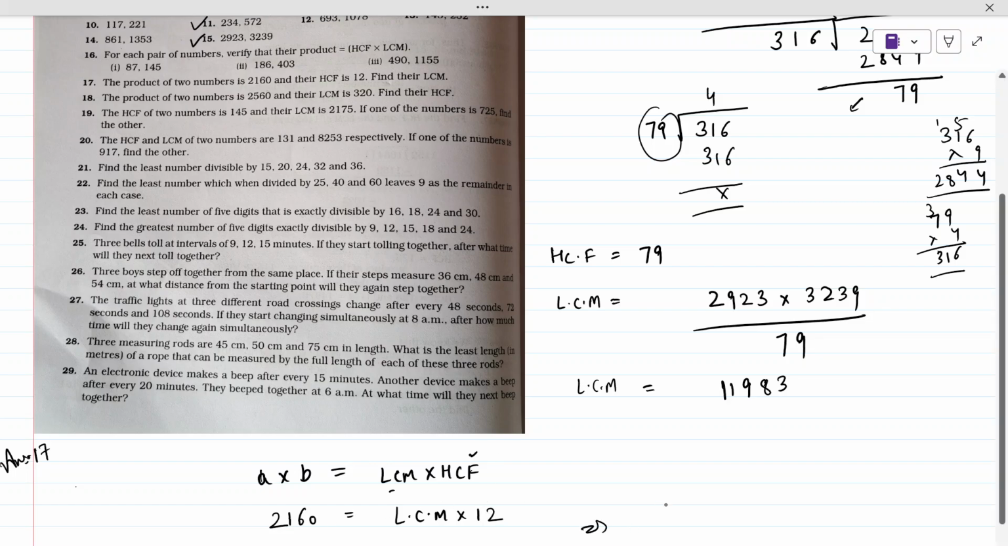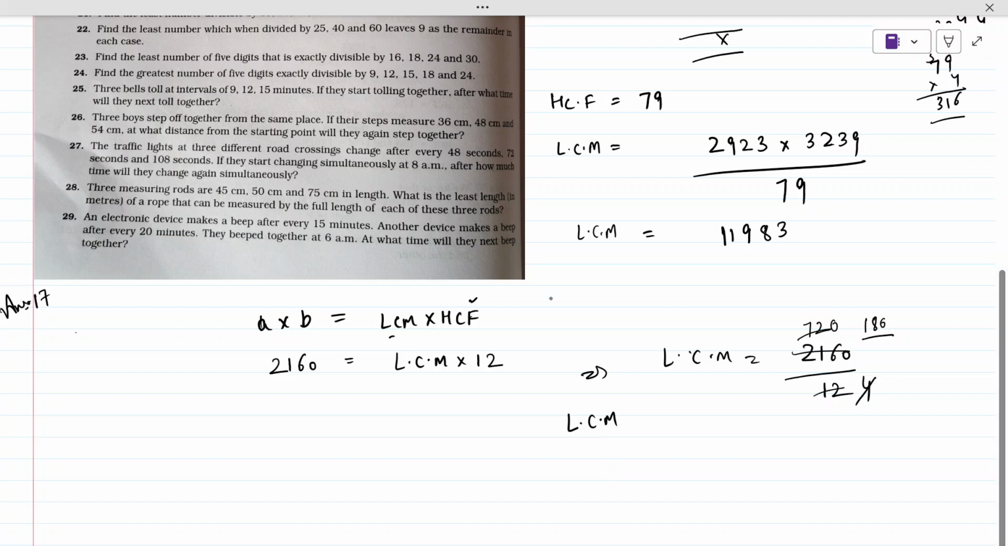So this is easy. What we will do, we will just divide 2160 by 12, right? We can divide this by 3 into 4, 3 into 7, 3, 2, and 0. And then by 4 directly, 4 into 1 is 4, 80. So LCM is 180 here. What we have done, we have just done the simple division and we have got the answer as 180 here.